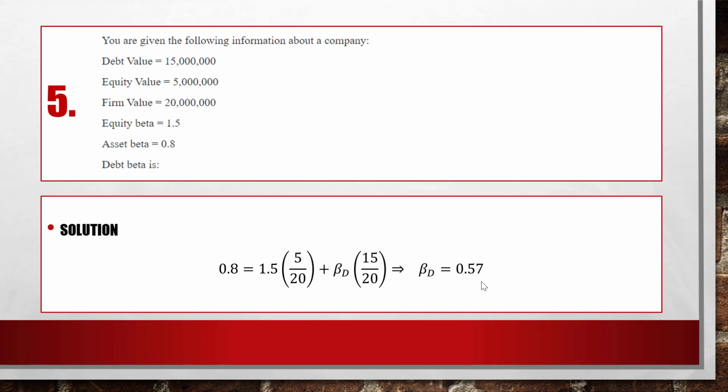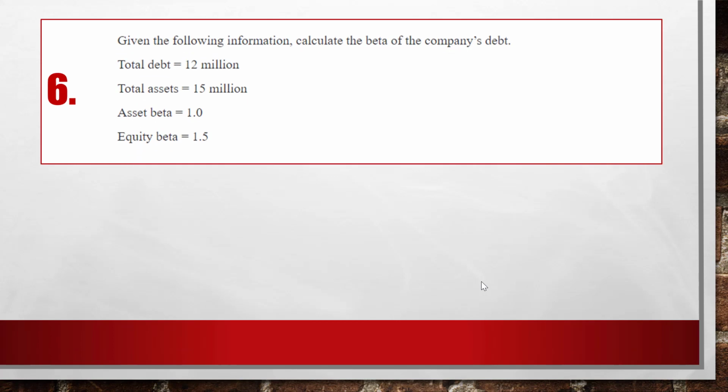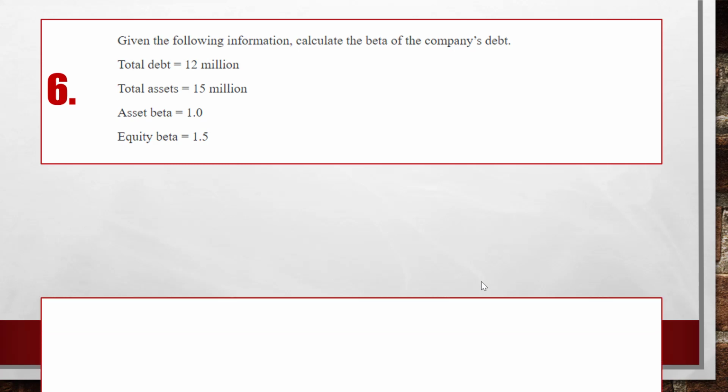Alright. This problem combines the last two topics. Alright, let's move on. Problem number 6. Given the following information, calculate the beta of the company debt. Total debt, 12 million. Total assets, 15 million. Asset beta, 1.0. Equity beta, 1.5.